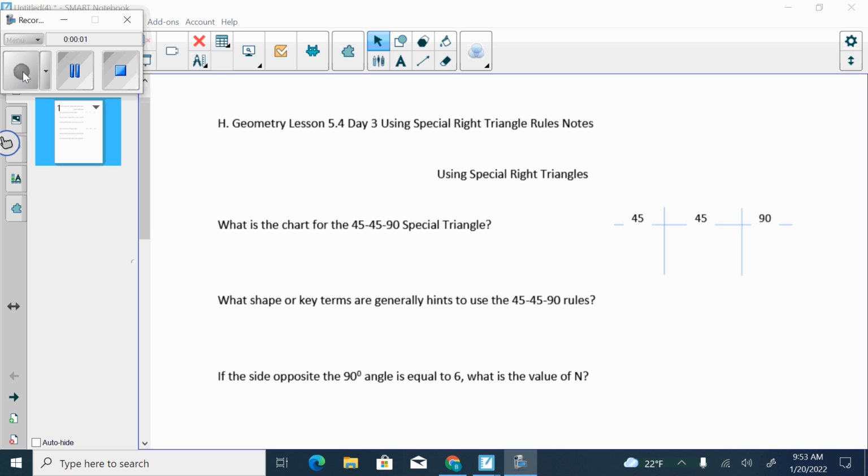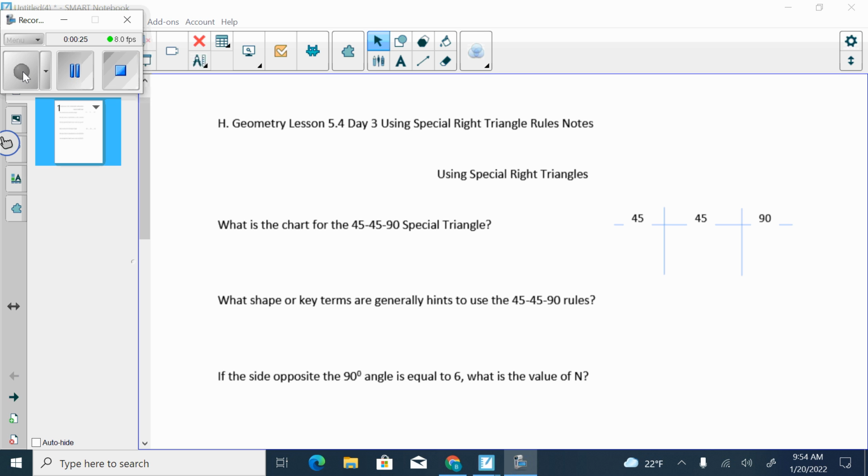It may seem a little bit redundant that we keep going over what the sides are, but when it comes time for the test, I won't be providing you a picture or a chart that says this side is x, this side is x, this side is x square root of 2. You have to know those things, okay? So I feel like if we go over it enough times, it's not going to be something you have to try and memorize outside of class. We've done it enough times, you already know, okay?